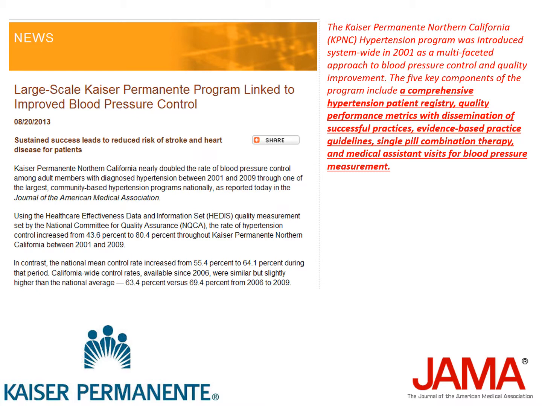When they initially kicked off their initiative, they determined that only about 44% of their members actually had hypertension that was within normal limits. With the implementation of their quality improvement initiative, however, over the course of about 8 years, up to 80% of their members had hypertension control, which greatly exceeded the rates in California and the national mean.